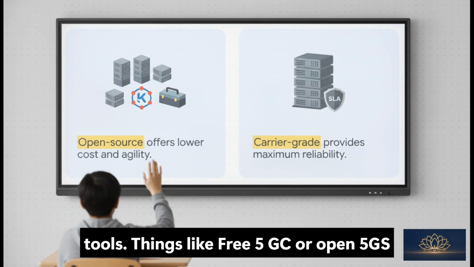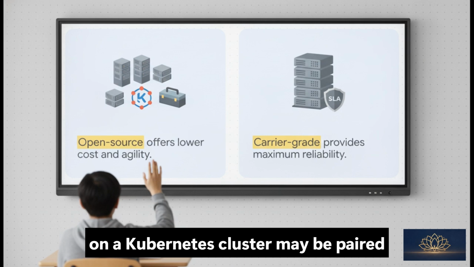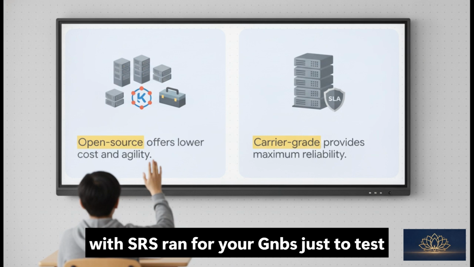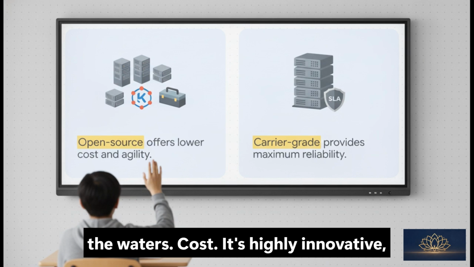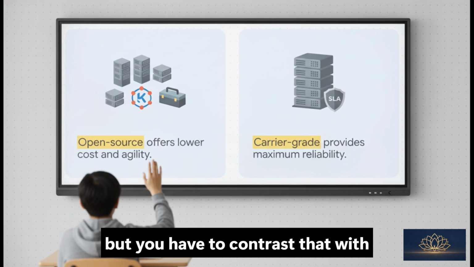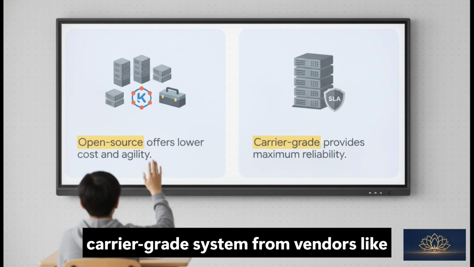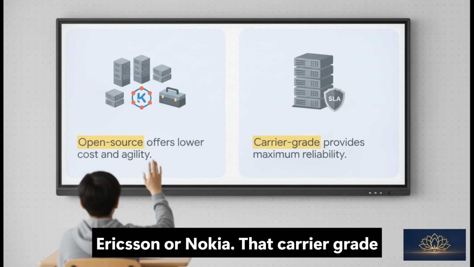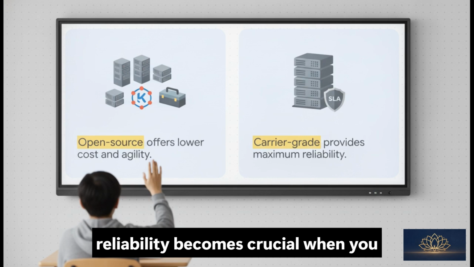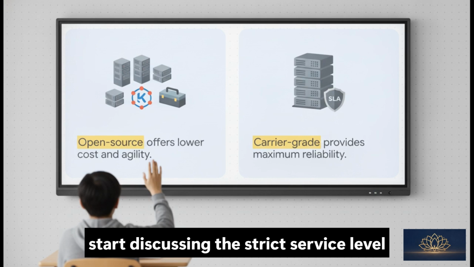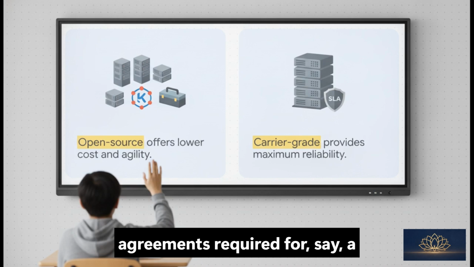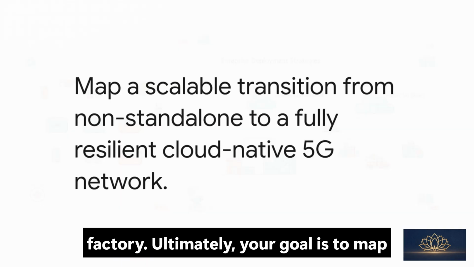Well, for an instructional lab or an MVP, you might spin up open-source tools. Things like Free5GC or Open5GS on a Kubernetes cluster, maybe paired with srsRAN for your gNBs just to test the waters. It's low cost, it's highly innovative. But you have to contrast that with a highly reliable, integrated carrier-grade system from vendors like Ericsson or Nokia. That carrier-grade reliability becomes crucial when you start discussing the strict service-level agreements required for, say, a full-scale production-ready smart factory. Ultimately, your goal is to map a strategic migration path.